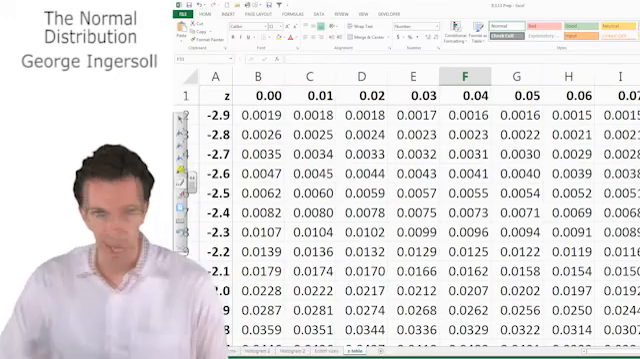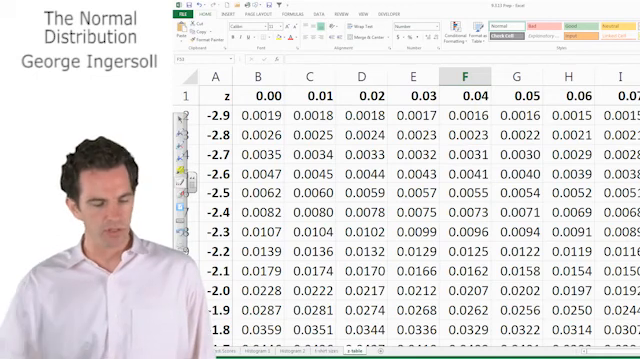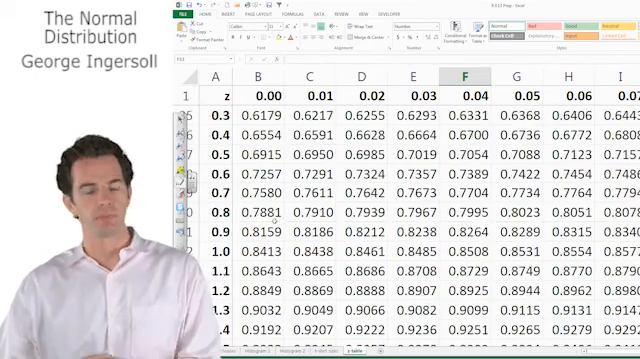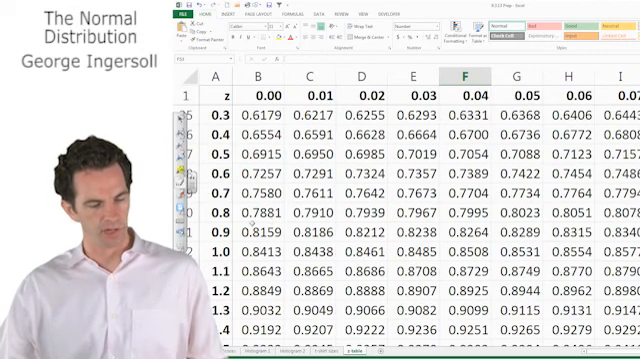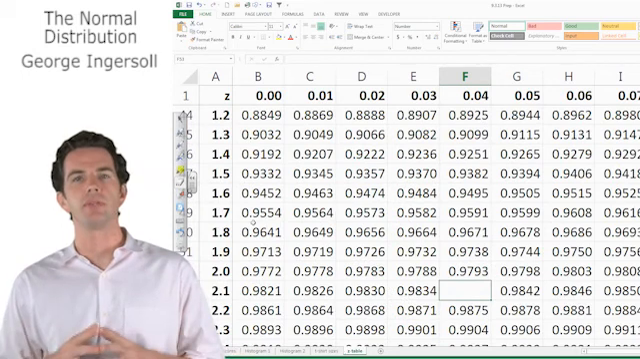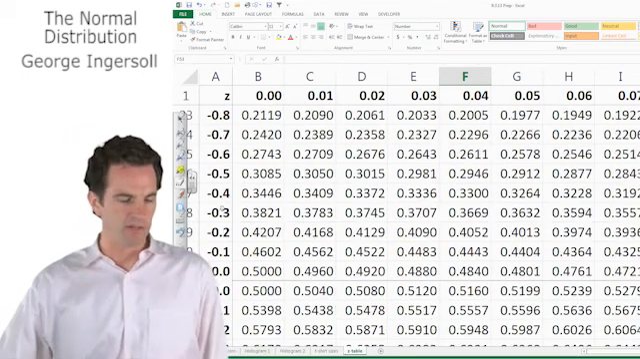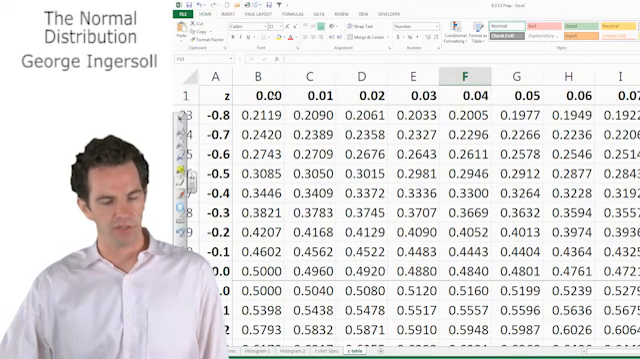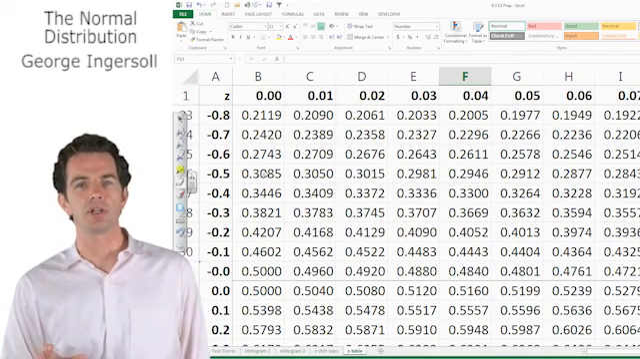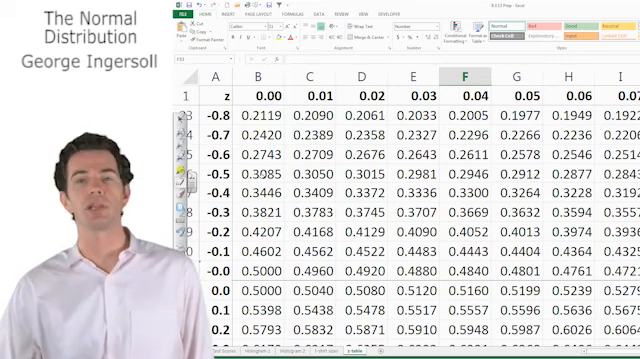This is called a z-table, and we're going to talk more about z-tables later on. But what it basically shows you is, down the left column and the top row here, we've got z-scores. This is the number of standard deviations we are from the mean. So we might say, negative 0.5 standard deviations from the mean. And it shows what percentage of results are going to be that number of standard deviations or less.